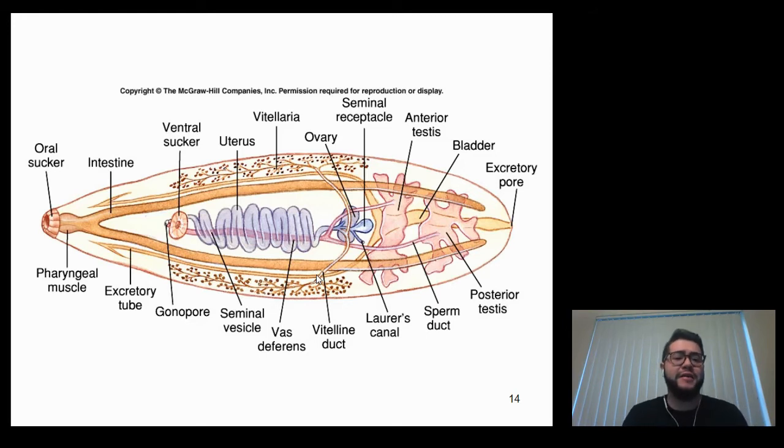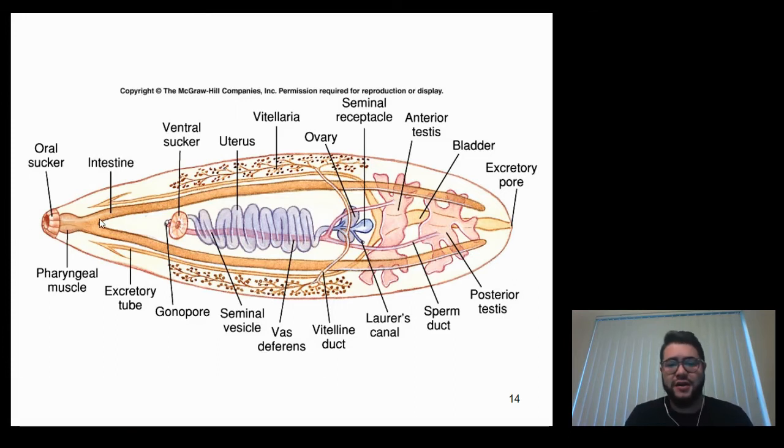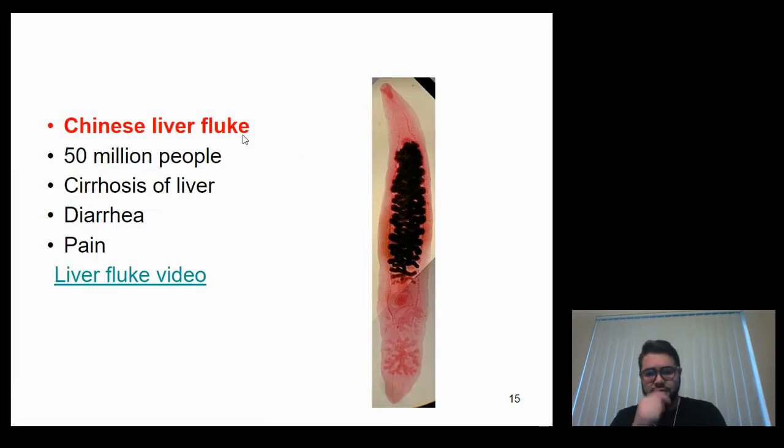Here's the general body structure, where there's an oral sucker that brings liquid and food into the intestine, which spreads throughout the body. There are reproductive organs inside, bladder, testes, all of these parts. Just a few examples. Here's the Chinese liver fluke.